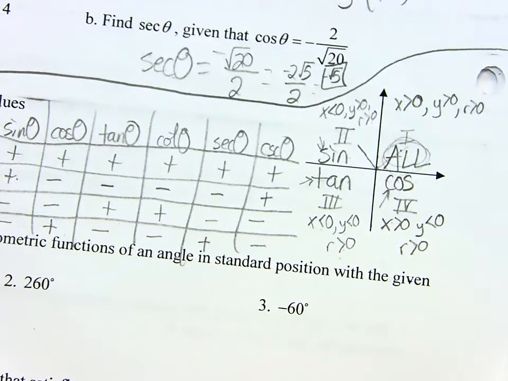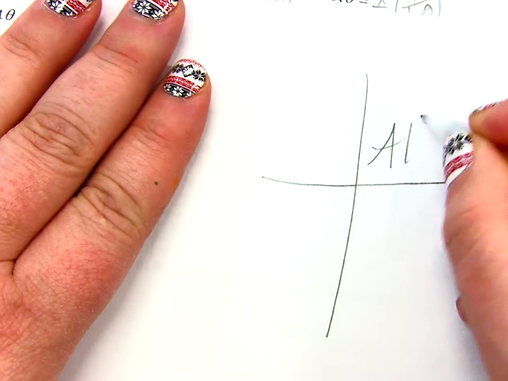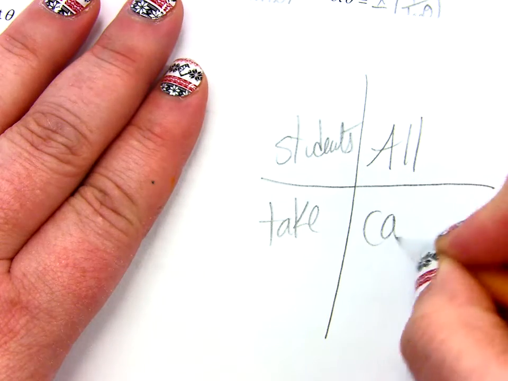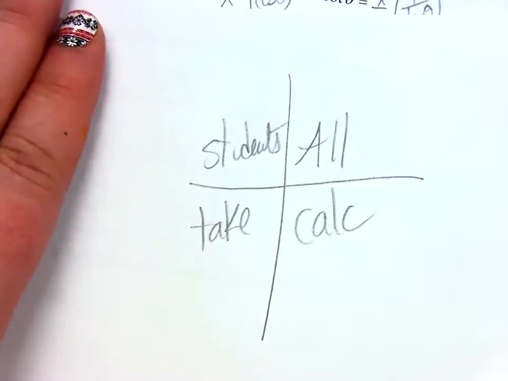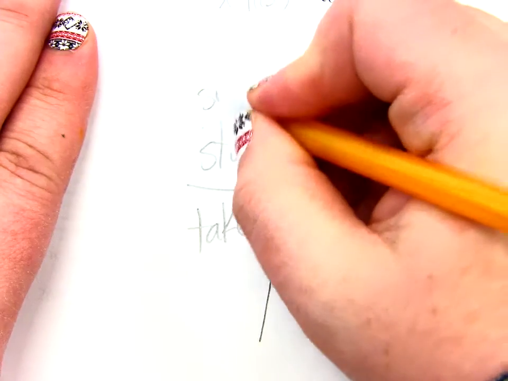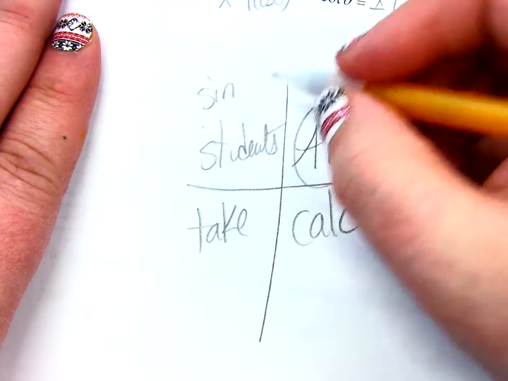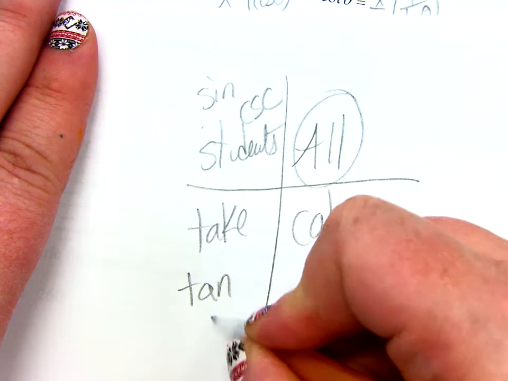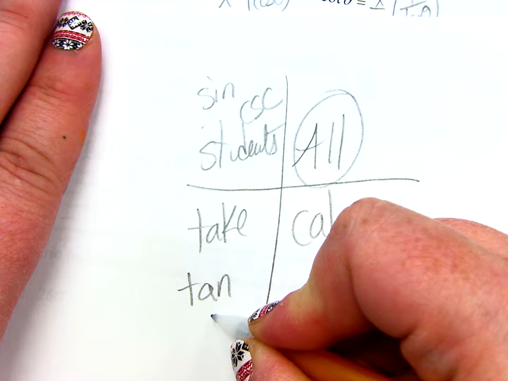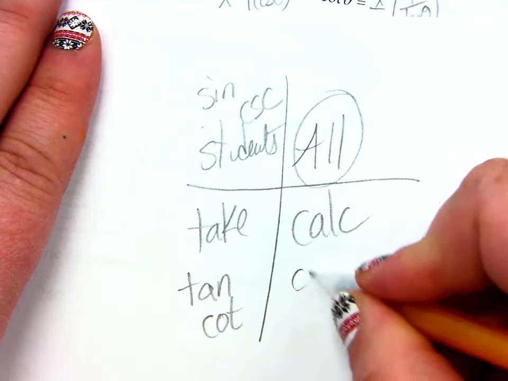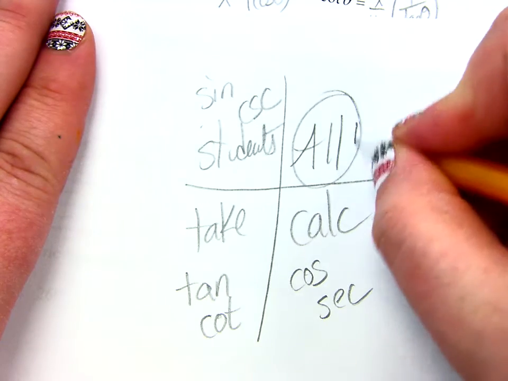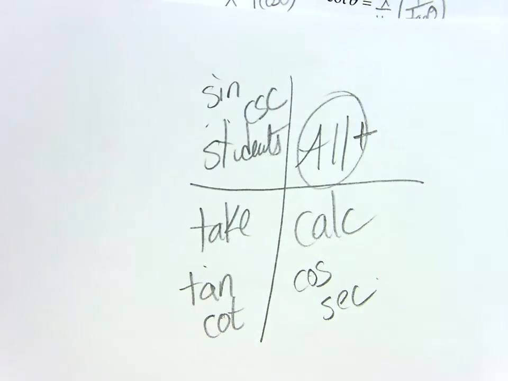So, if you're just trying to find the sign, you can do it really, really quickly if you just remember that. So, All Students Take Calculus, right? That's our little saying. But what it means is, this one's really All, sine, and then who's the reciprocal of sine? Cosecant. T for tangent, and who's the reciprocal of tangent? Cotangent. And then Calculus is cosine, and the reciprocal is? Secant. So these are the ones that are positive in each one, and everybody else would obviously be negative.